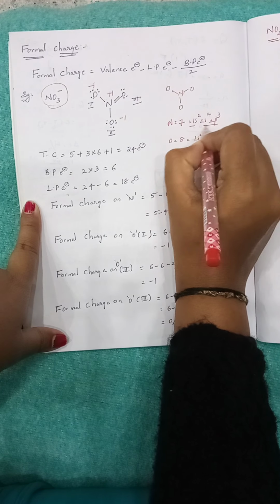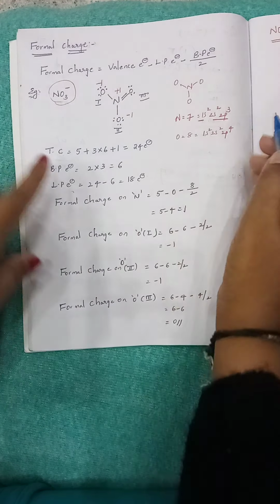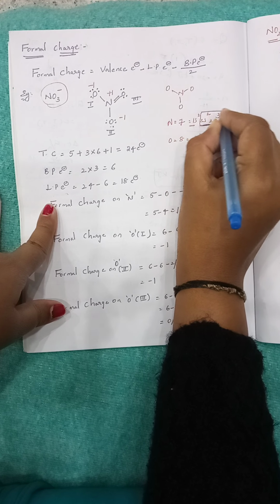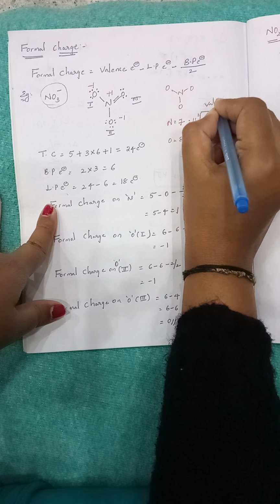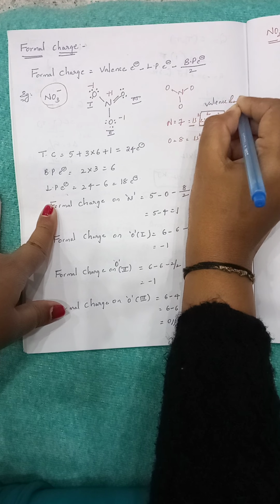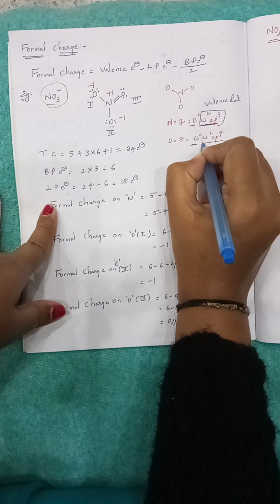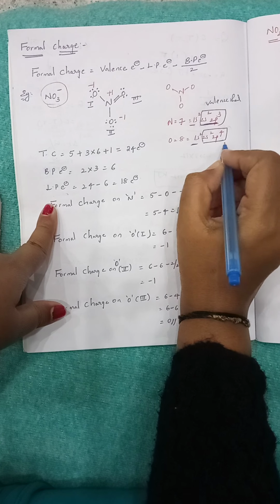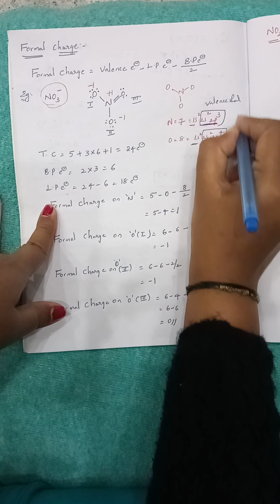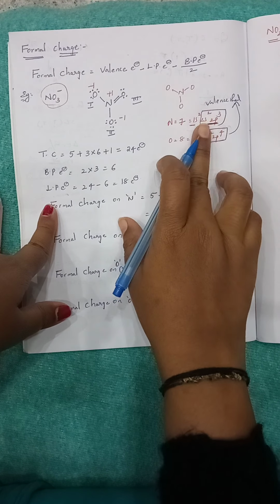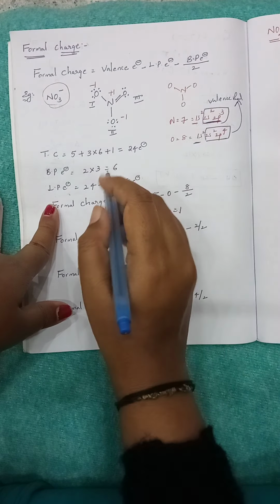2 energy levels are present, that is the first energy level and the second energy level. The last energy level is always considered as the valence shell. In this oxygen, 2 energy levels, first energy level and second energy level, so this is the last energy level and this has to be considered as the valence shell. Whatever number of electrons are present in the valence shell, those are nothing but valence electrons.